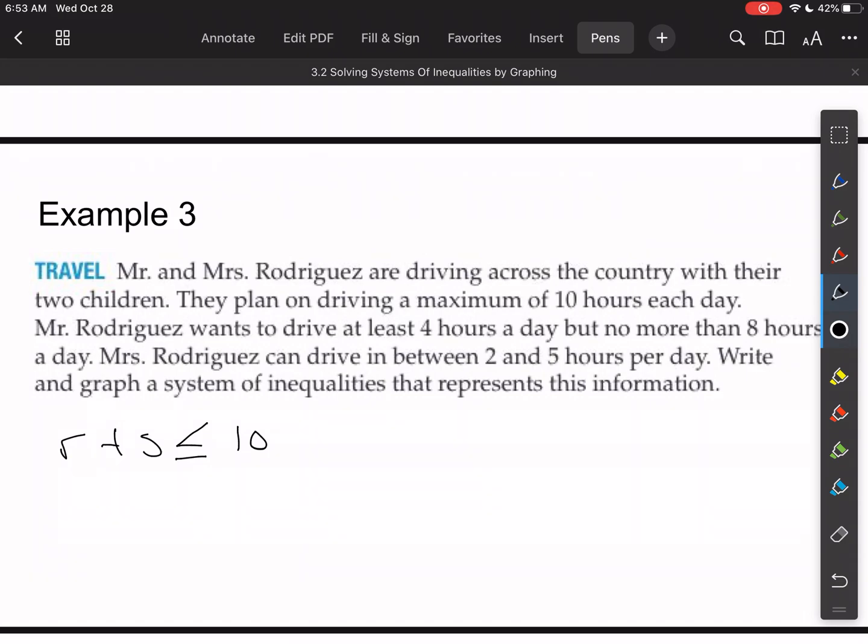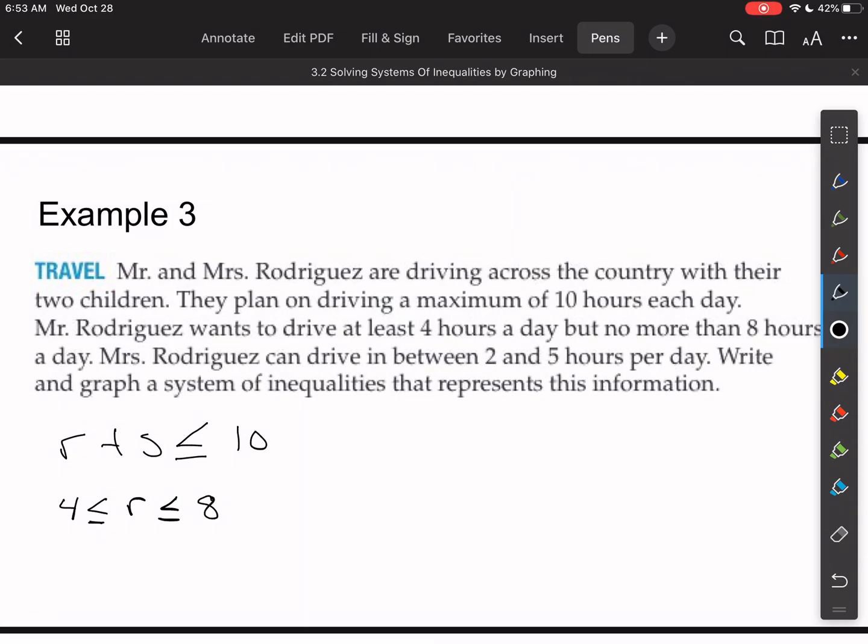Then let's focus on each one individually. It says Mr. wants to drive at least 4 hours a day, but no more than 8 hours. So to show that, I can just say he's going to drive between 4 and 8 hours. So 4 is less than or equal to R, since it says at least, but he wants less than or equal to, so no more than 8 hours. So R is less than or equal to 8. So that's the inequality for Mr.